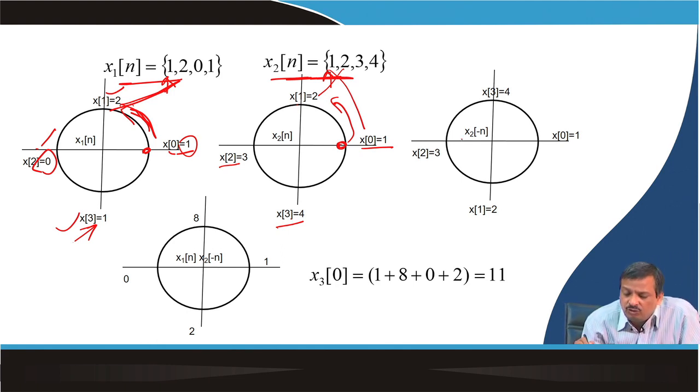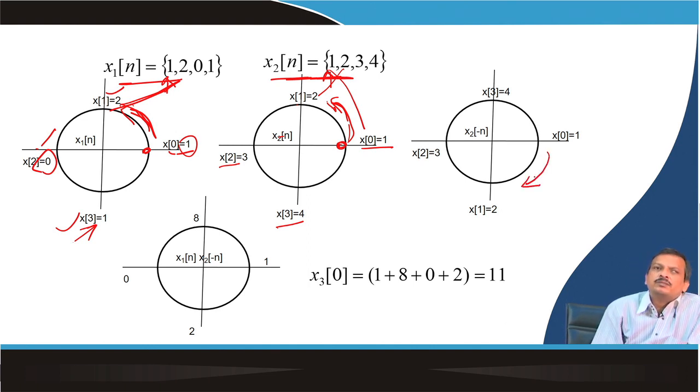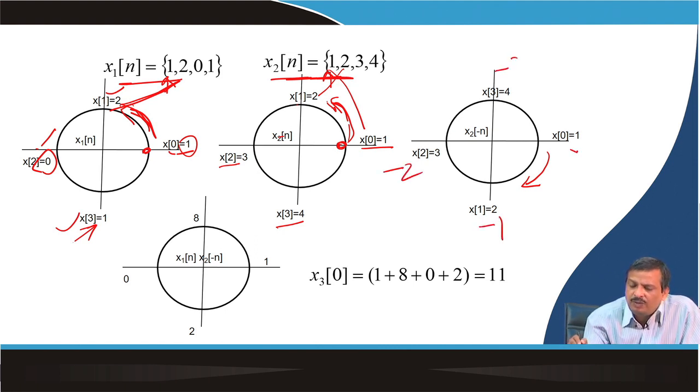Now, what is x2 minus n? The index is negative. If I said clockwise index is positive, anti-clockwise index is positive, then I can say clockwise index is negative. So if clockwise this is 0, this is minus 1, this is minus 2, this is minus 3.